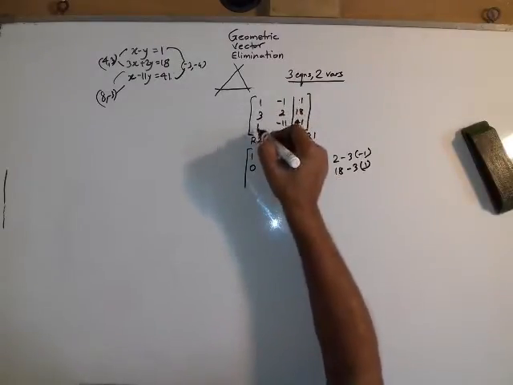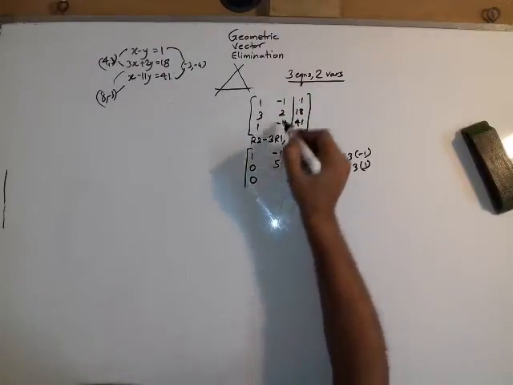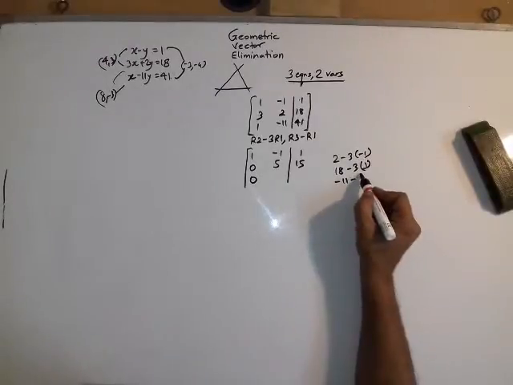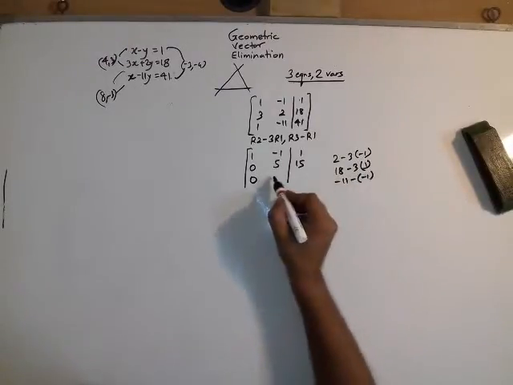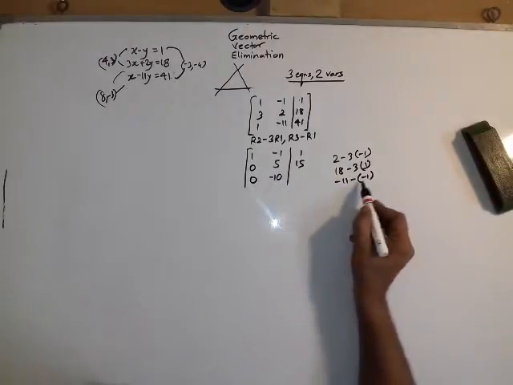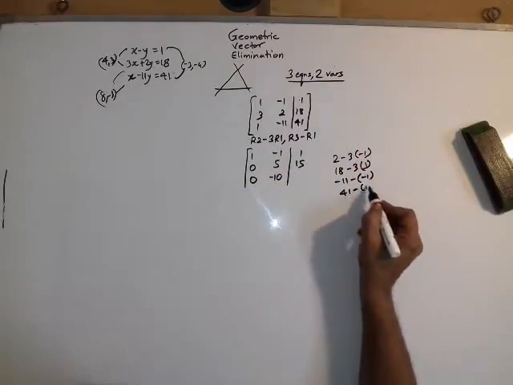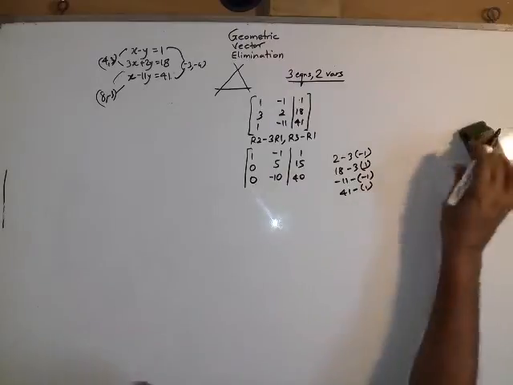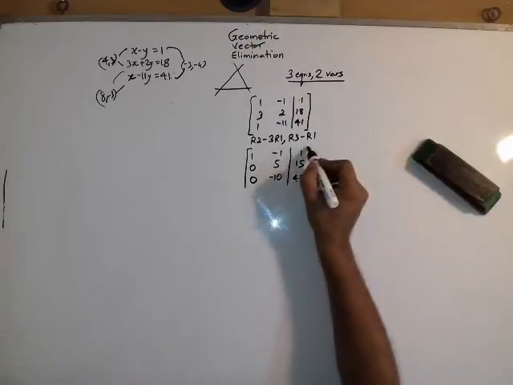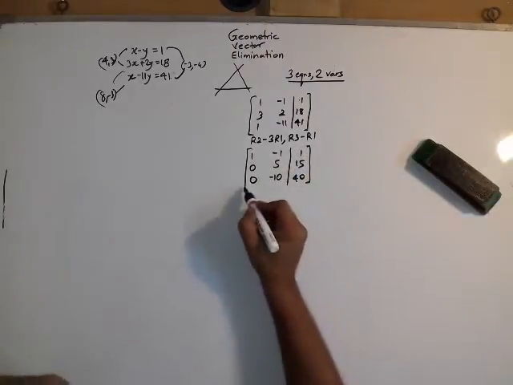And the third one, this zeroes out, R3 minus R1. This becomes minus 11 minus of minus 1. So that's minus 10. Yep. And this is 41 minus of 1, which gives me 40. Very good. Okay, what is the next thing in the reduction that I do?